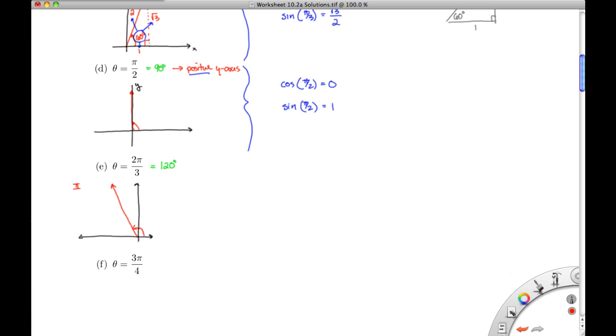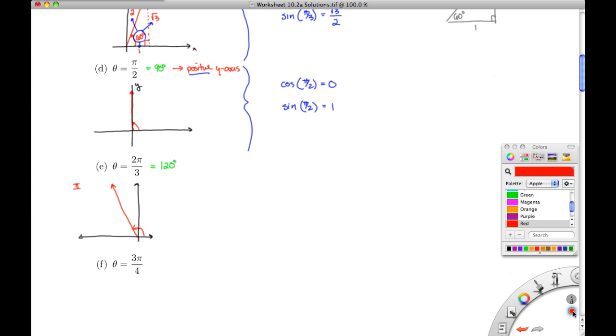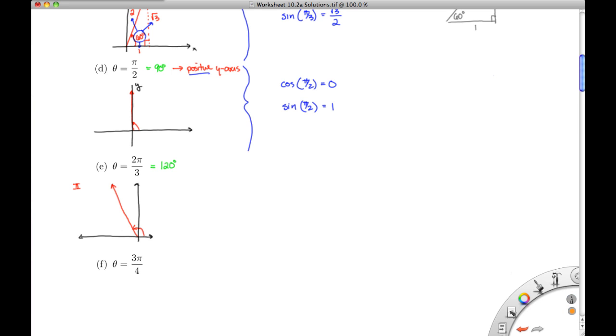Now since we're in the second quadrant, we're going to need to find a reference angle. The reference angle is going to be this angle right here. Let's get another color up. All right, so we'll get orange. So the reference angle will be the acute angle that is formed between the terminal side and the x-axis.